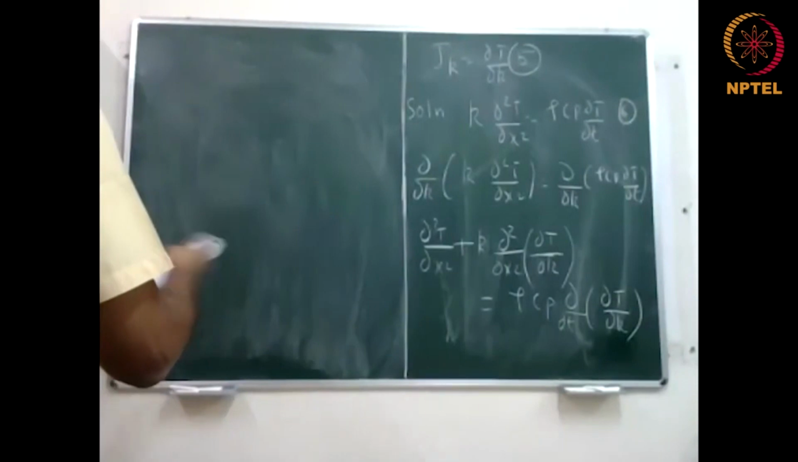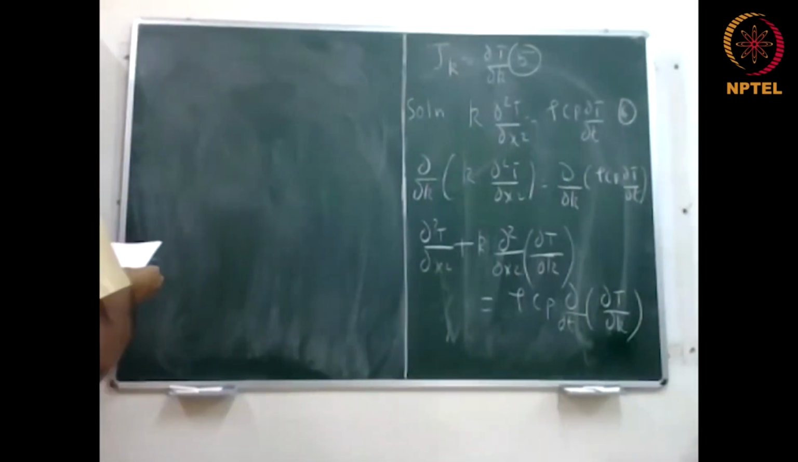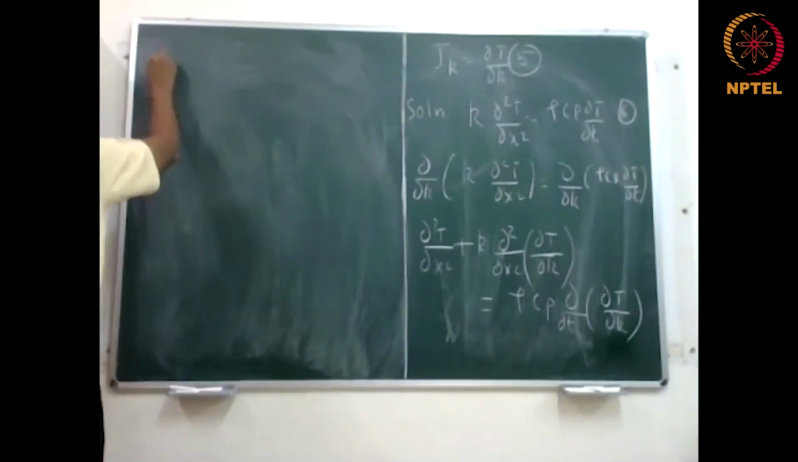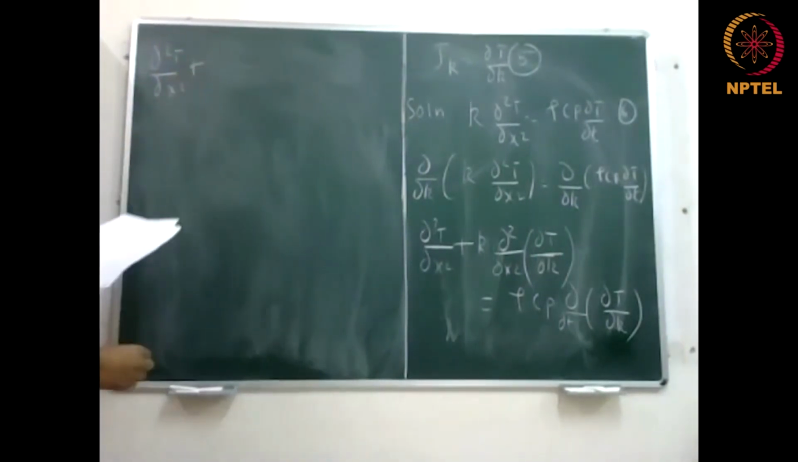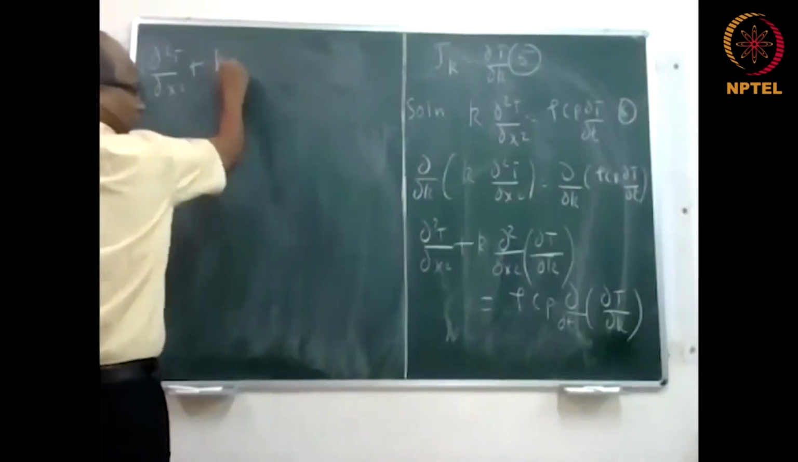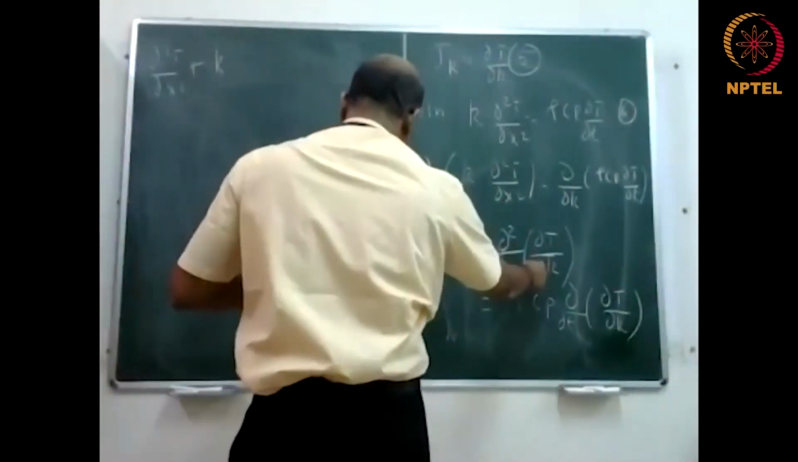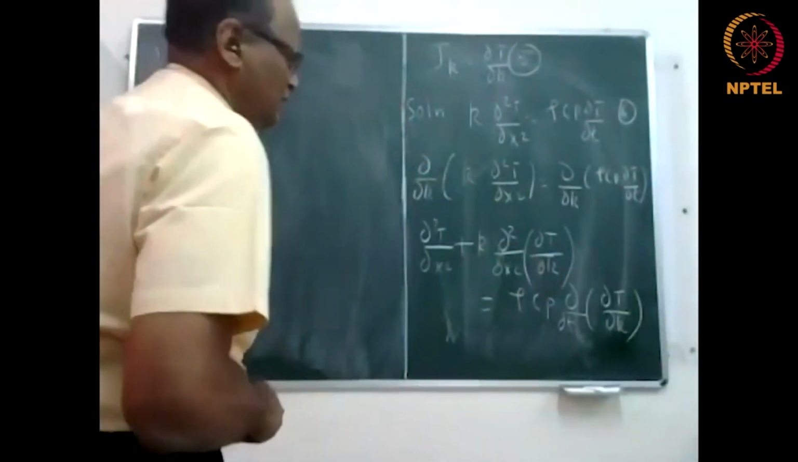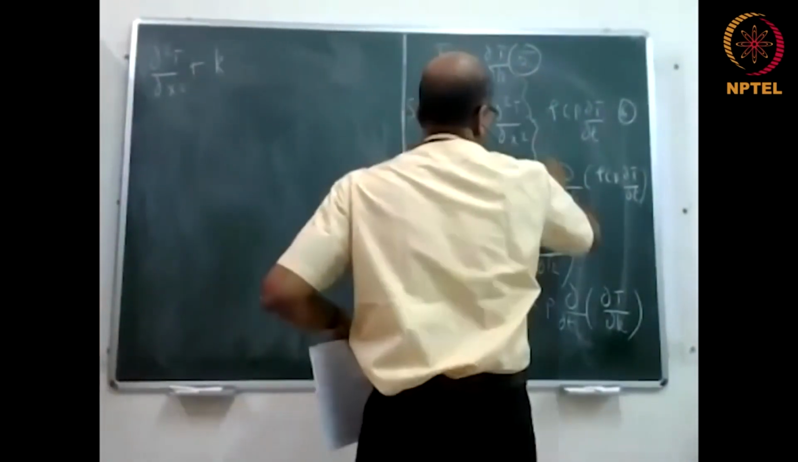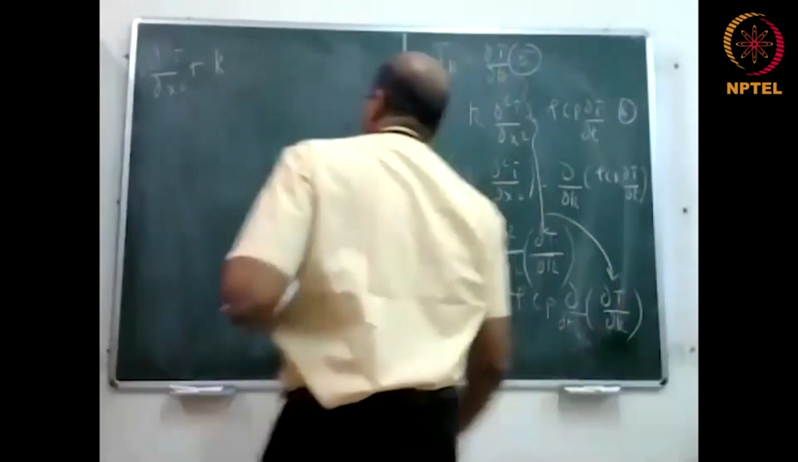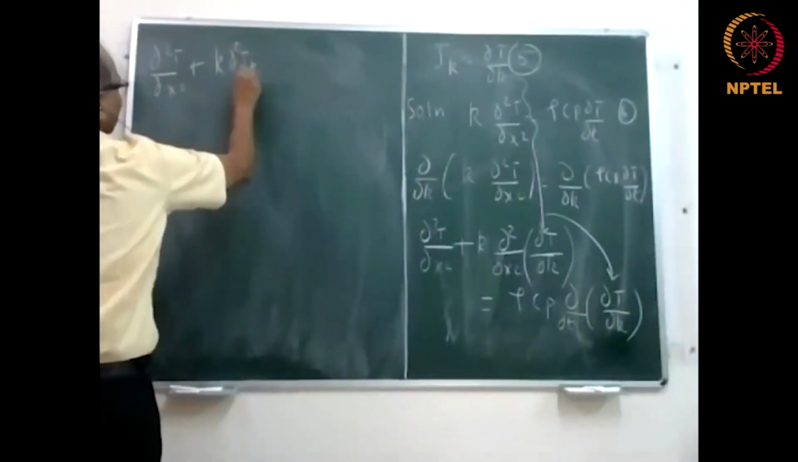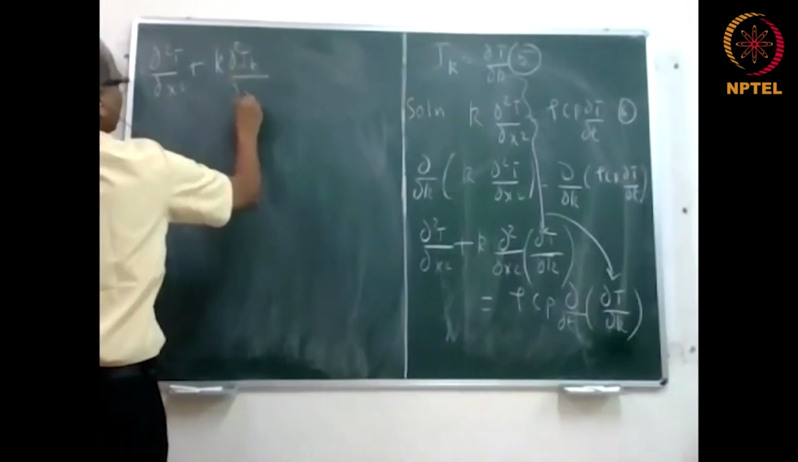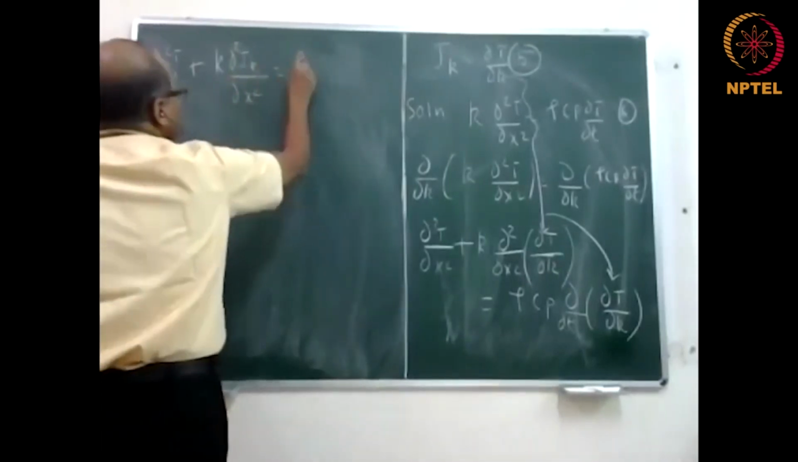Okay, so ∂²T/∂t plus k ∂T/∂k is basically J_k. This is our J_k term. Okay, this is basically ∂²J_k/∂x² equal to ρCp.